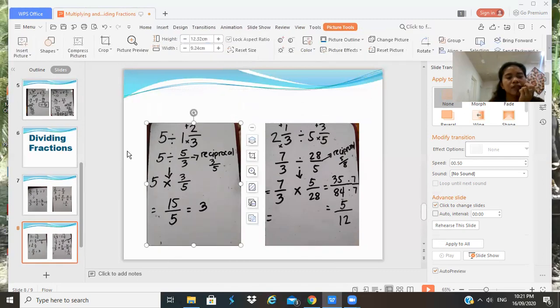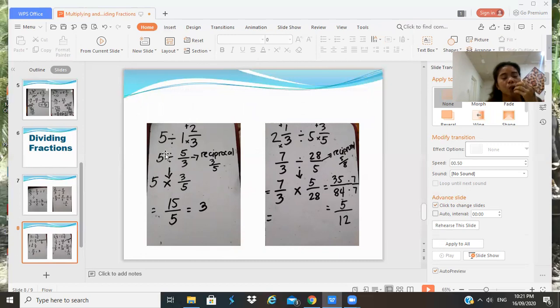We have 5 divided by 1 and 2/3. So what if we are going to divide a whole number and a mixed number? Since this is a mixed number, we are going to make this into an improper fraction, right? So 3 times 1 is 3, plus 2 is 5. Then over 3.